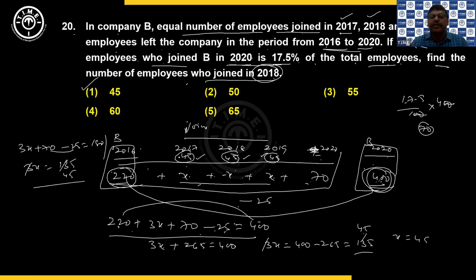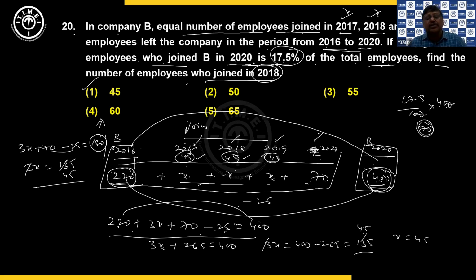Coming to the 20th question, he said in 2016 the number of employees in B is 220. In 2020 it is 400, which means it is increasing by 180. Total 220 to 400, it is increasing by 180. But actually in 2017, 18, 19 an equal number of people joined, say x. And in 2020, how many people joined? He said 17.5% of the total. 17.5% of the total of that year, 400, means 70 people joined. So in 2017 somebody joins, 18 somebody joins, 19 somebody joins, 20 also somebody joins. At the end of 20, you have this many people. So we know in 20 how many people joined. But in 17, 18, 19 an equal number of people joined, which I said is x.